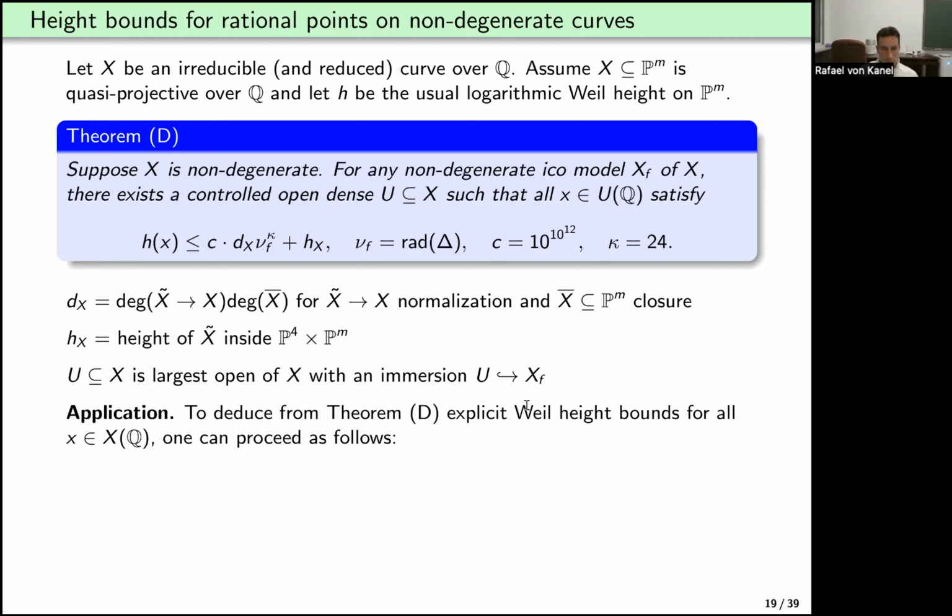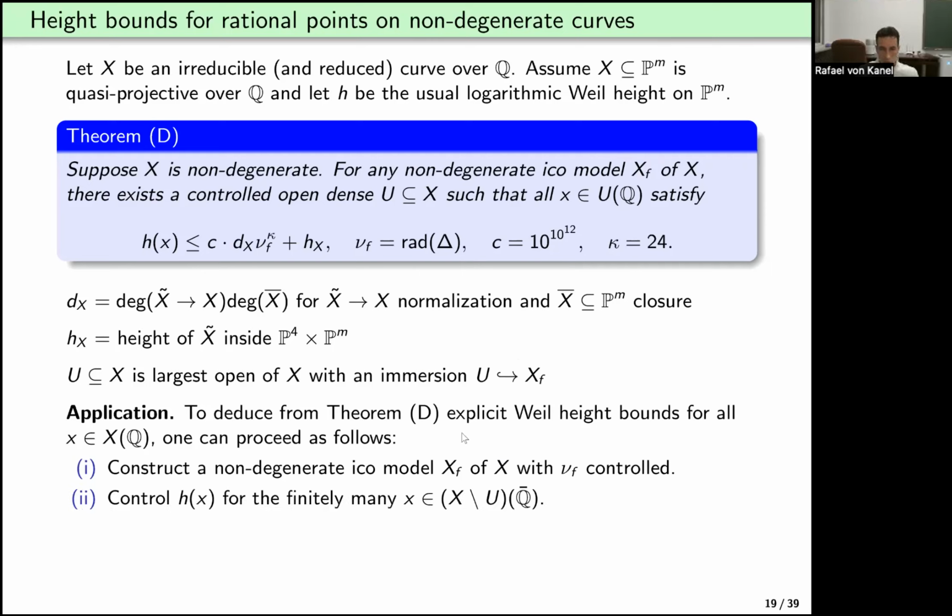And now let's apply this theorem D. So this theorem D gives bounds for all Q-rational points of U, but we would like to have bounds for all x in X(Q). So then one can proceed in the following way. One can try to construct such an Eco model X_F, such that this nu of F, so this radical of the degeneration delta, is controlled. And one also has to control the points outside U. And let me emphasize that both of these problems are geometric problems.